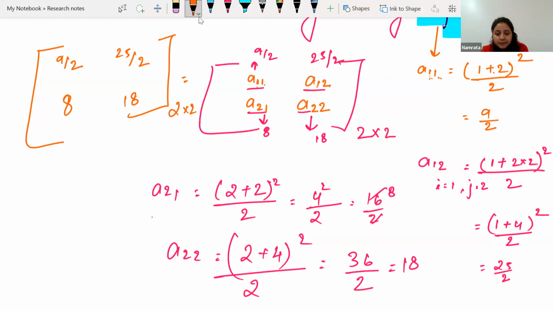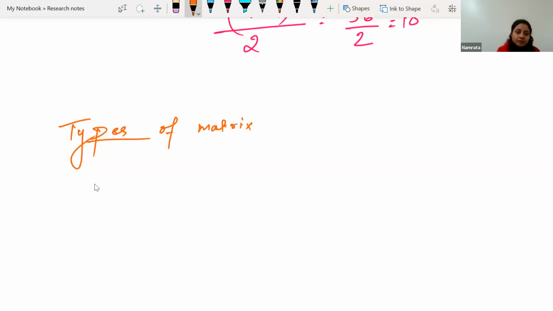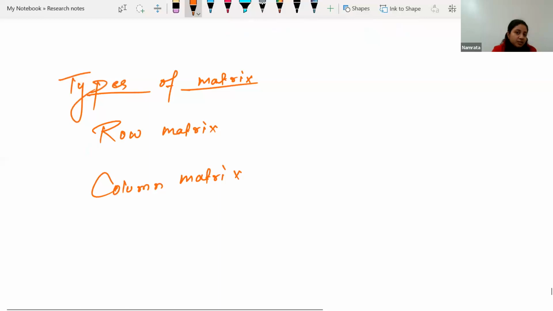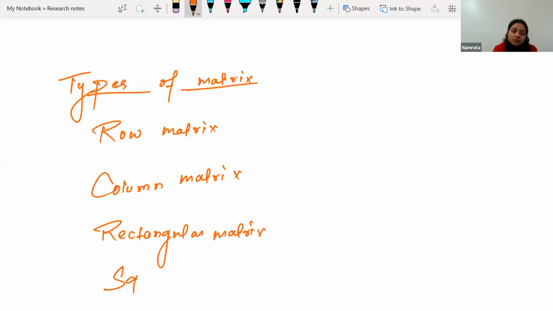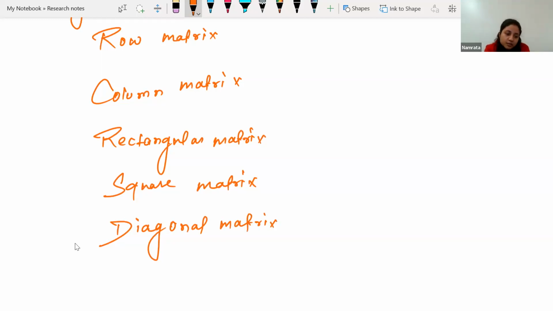Is it clear? Now the next concept is types of matrix. The first one is row matrix. The next one is column matrix. After that, we have one by one, where only a brief discussion we'll have. After that, we have rectangular matrix. Then we have a square matrix. Then we have diagonal matrix. Yeah, let's discuss this much at first.